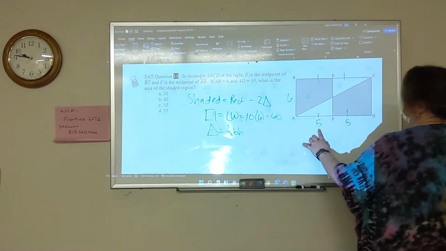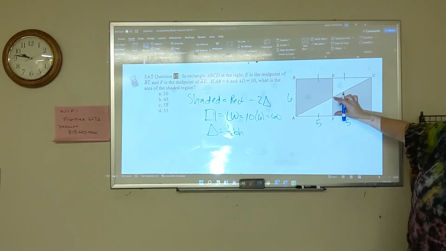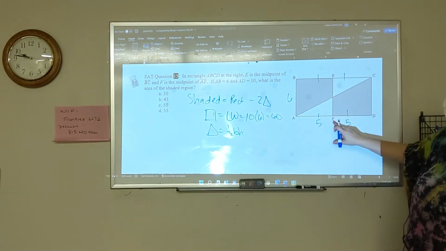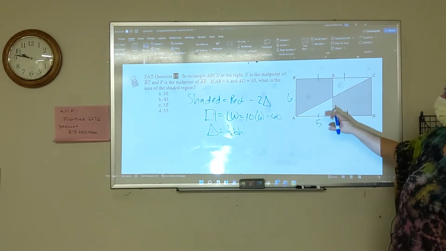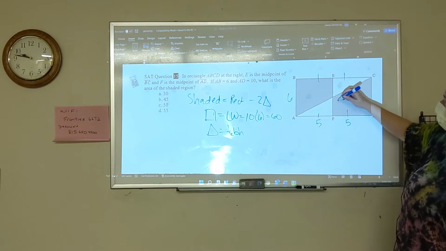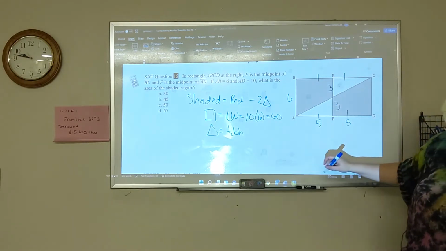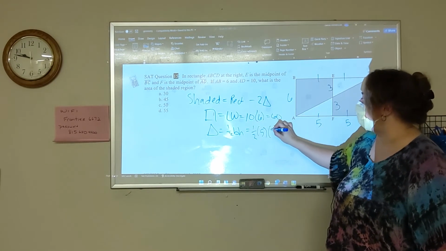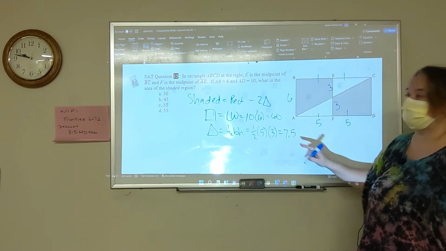So we've got our base, that's 5. To get our height, well, just apply a little common sense. If F and E are the midpoints, then you must be splitting this sucker in half. So half of 6 is 3, so this is 3 and this is 3. So my triangles, I'm going to have 1/2, my base is 5, my height is 3. Half of 15 is 7.5. Each triangle has an area of 7.5.